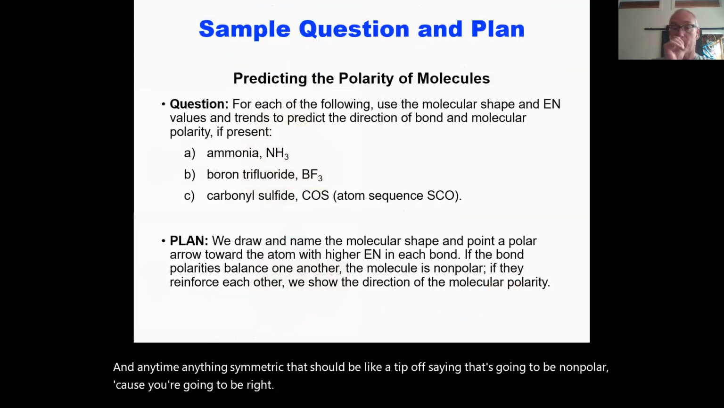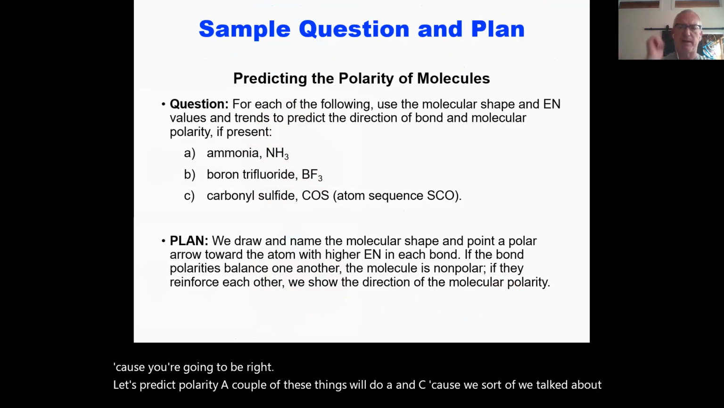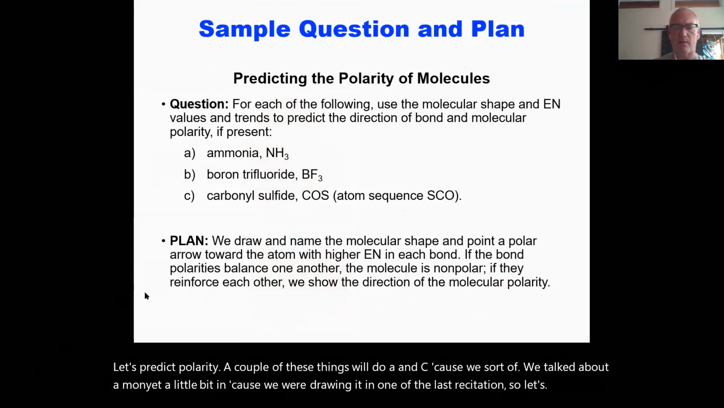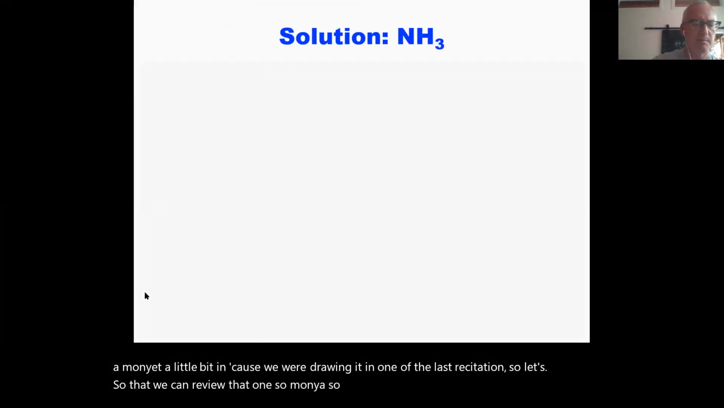So let's predict the polarity of a couple of these things. We'll do A and C, because we talked about ammonia a little bit, since we were drawing it in the last recitation. So we can review that one. So ammonia. What's ammonia going to look like? Who's going to be in the middle?